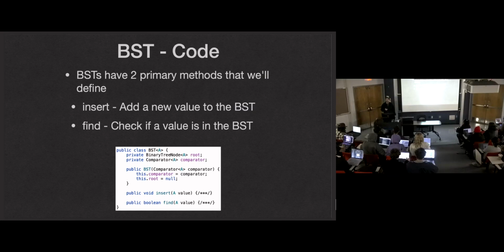And then find, which is going to leverage that property. We're going to find values in this BST, taking advantage of the fact that everything to the left is less than, everything to the right is greater than. And we're going to be able to find very efficiently in this tree.